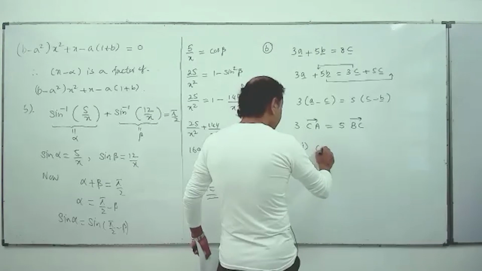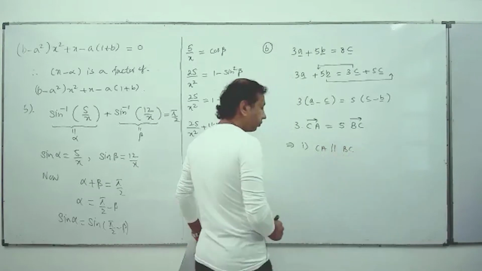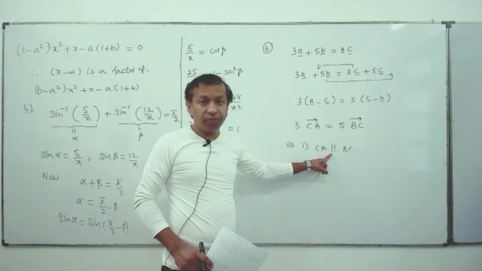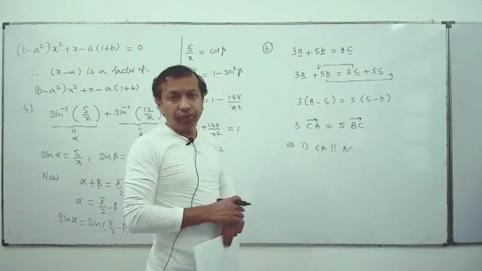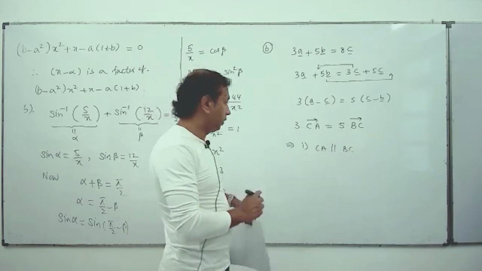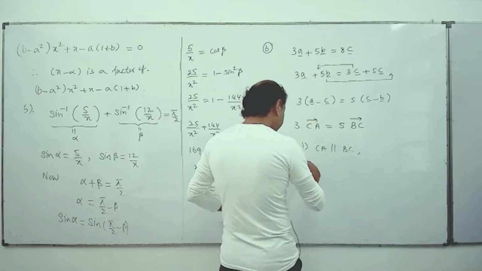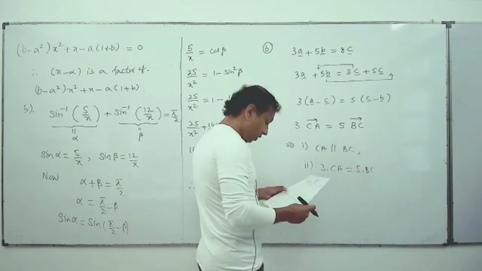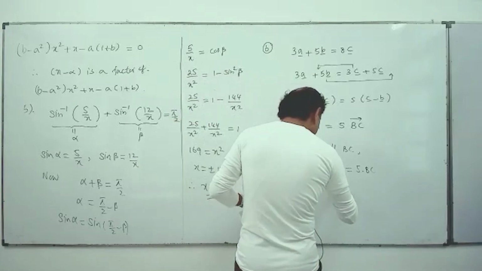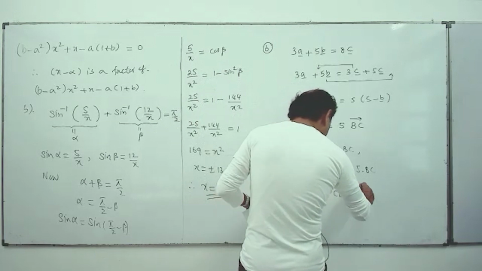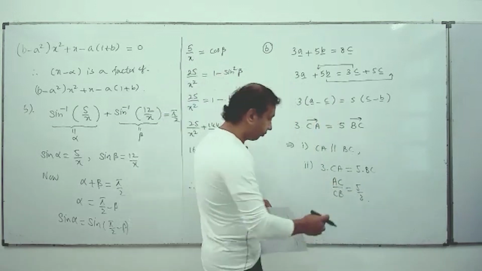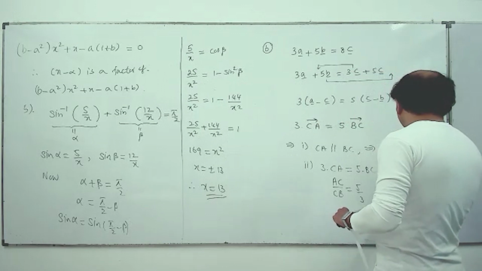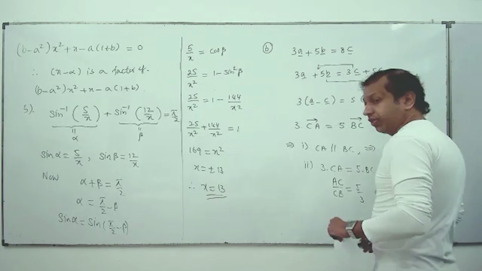This is what? Number 1, CA is parallel to BC. Two line segments are parallel. Both begin from the same point C. Therefore, the 3 points A, B, C are collinear. Number 2, left hand side then 3CA equals 5BC. Then the ratio AC to CB we can write: AC here, CB here, 5 by 3. Correct, no? 5 by 3. By this you can say A, B, C are collinear. Division successive ratio.